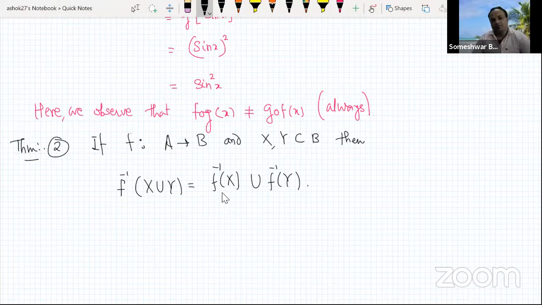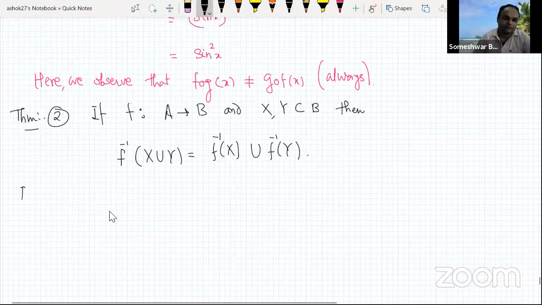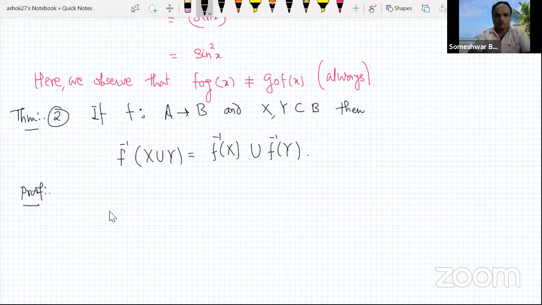You can write this statement in words also. The inverse image of a union of two sets is the union of their inverse images. X and Y are two subsets of B. Then what is the inverse of X union Y? It will be the inverse of X union the inverse of Y under f. So we'll prove this theorem. Proof.